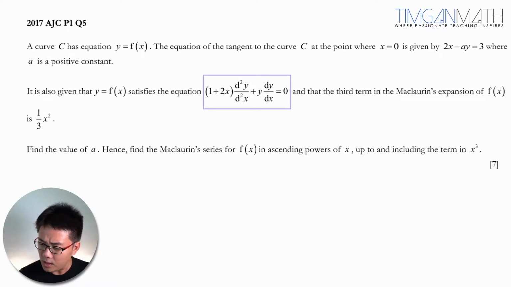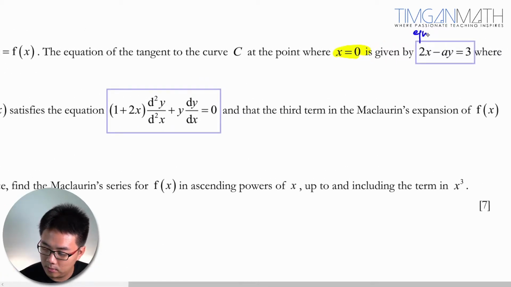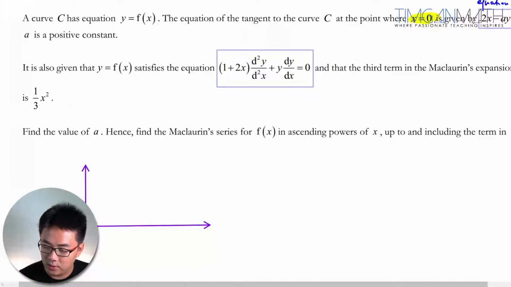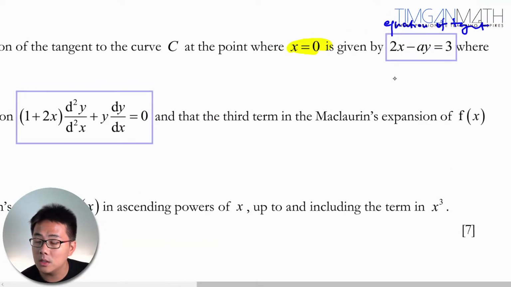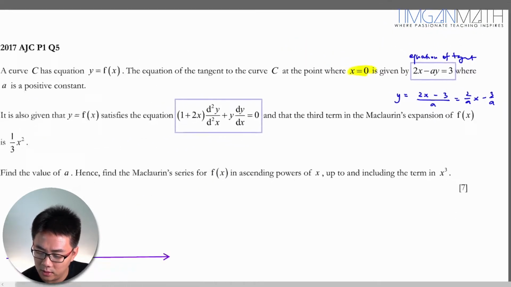Great. Let's try to make sense of this first. Now I'm not sure what this curve looks like, but I'm going to attempt to show you what it means. This is actually the equation of the tangent. When x equals 0, if you rearrange this, it would be y equals 2 over a x minus 3 over a. A is a positive constant.